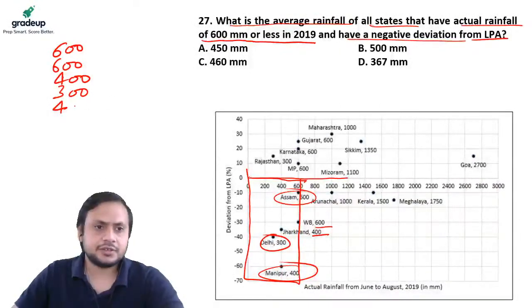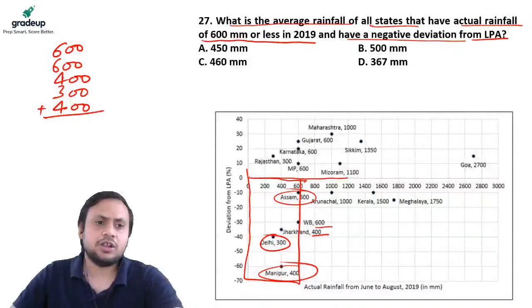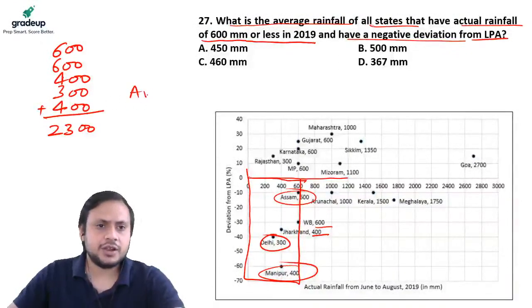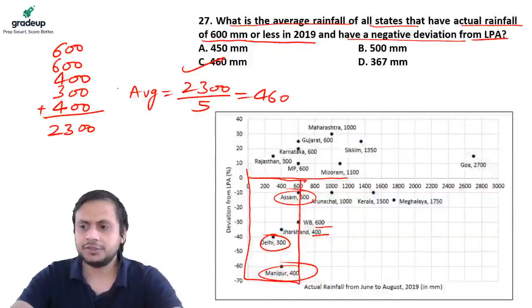Aruna, I'll suggest that please check your answer again. Please check your calculations. So if I add all of these values, we just need to find out their average. Adding all of these values, we are getting 2300 and there are 5 values. So the average will become 2300 divided by 5. What value are we getting? 460. Option number C. Isn't it? That's it.